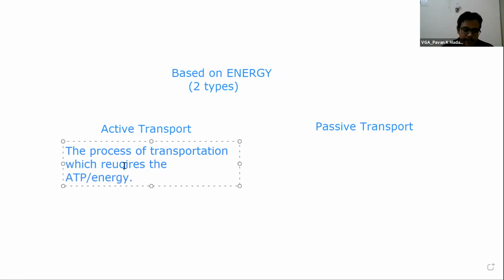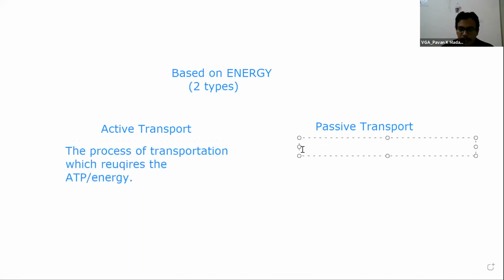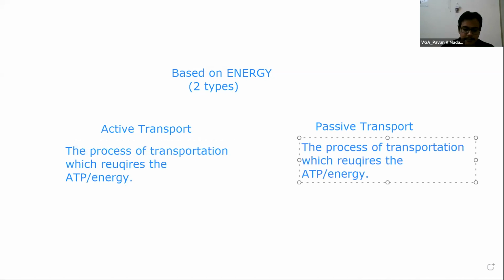So the opposite definition: the process of transportation which does not require energy or ATP is called passive transport. Okay. So active transport and passive transport. So this is one type of classification based on the energy.